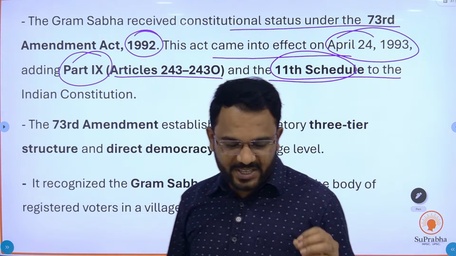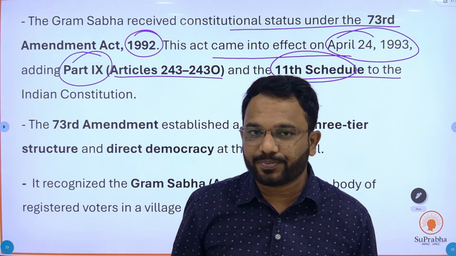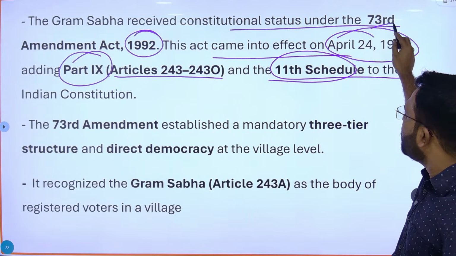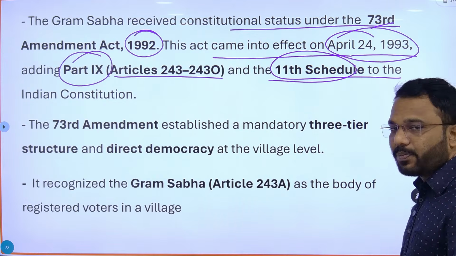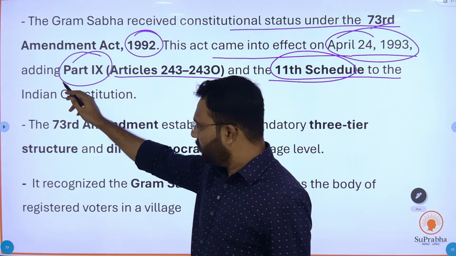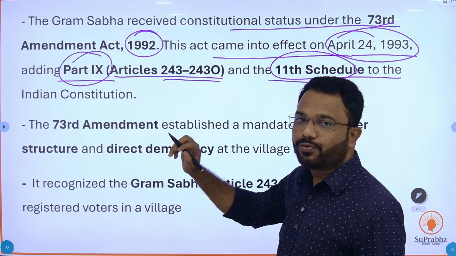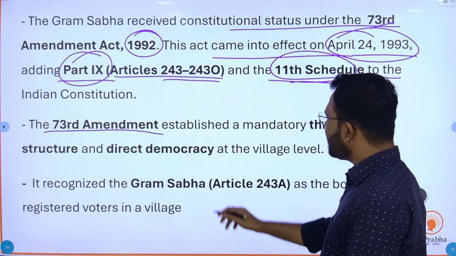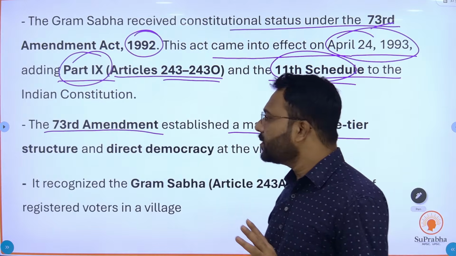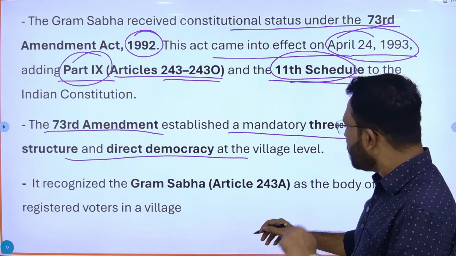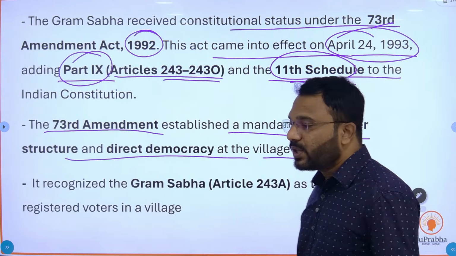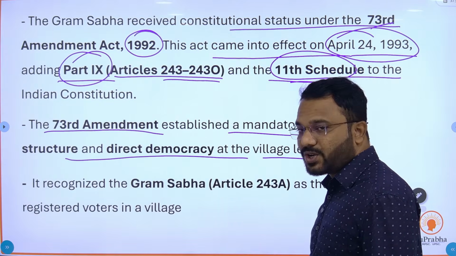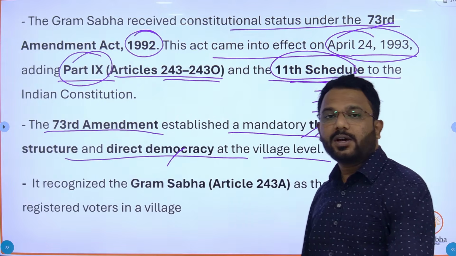So look how much important information is present here in the very first paragraph. The important information is that it is the 73rd Amendment Act. It was implemented on 24th April 1993. It added part 9, articles 243 to 243O and the 11th schedule. The second paragraph says the 73rd Amendment established a mandatory 3-tier structure and direct democracy at the village level.